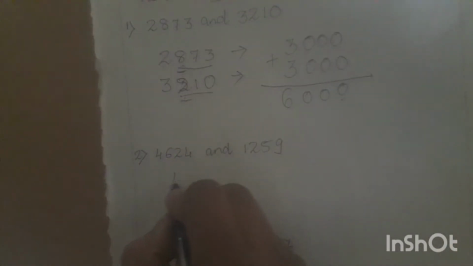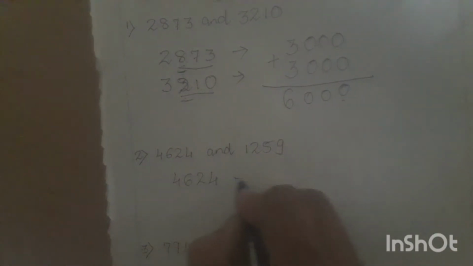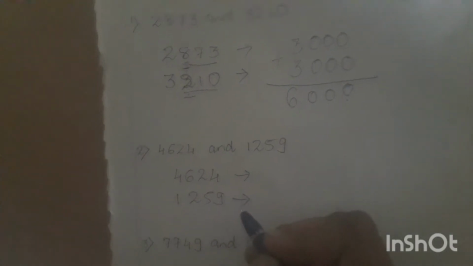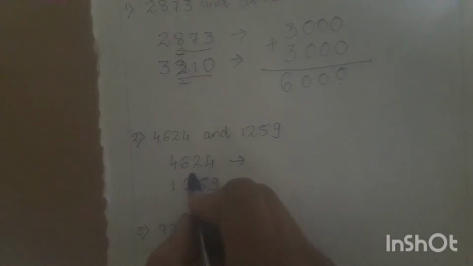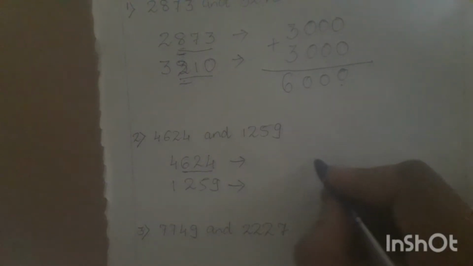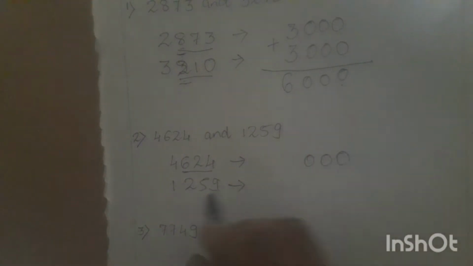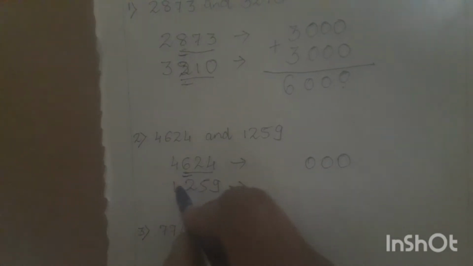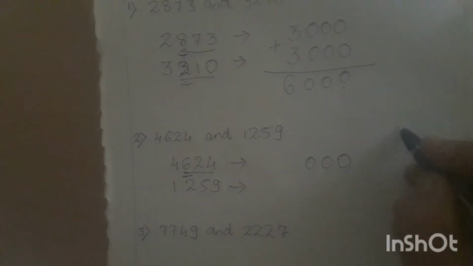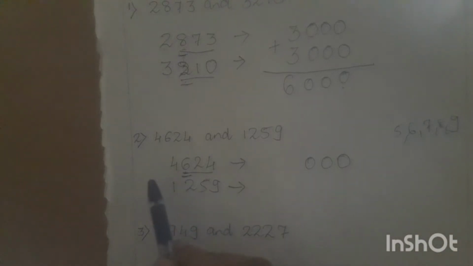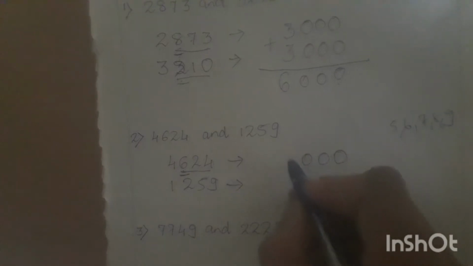Okay. See the next question given here. The numbers given are 4624 and the second number is 1259. Now let us round off them to the nearest thousands. So here three digits to be underlined, three zeros. The digit at the higher place is 6 and the condition is satisfied. If the digit is 5, 6, 7, 8, 9, then you can say that the condition is satisfied and 1 is to be added. So here 6 is there. So condition satisfied. 4 plus 1 becomes 5.